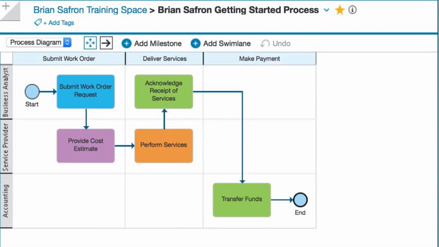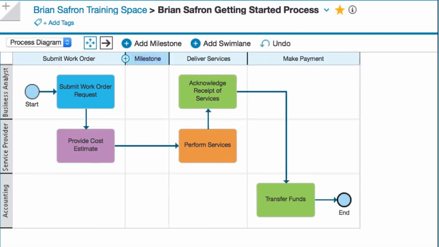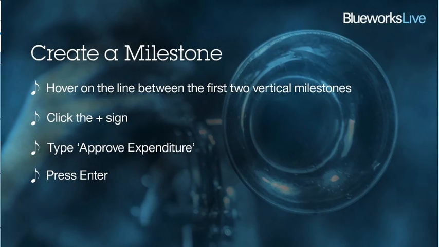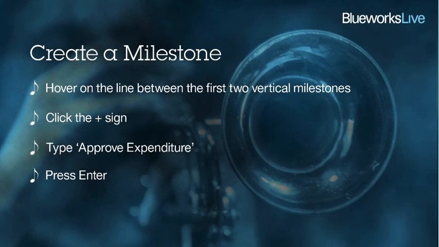We're going to add a milestone to the right of submit work order. Place your cursor on the line between the first 2 milestones and click the plus sign. Name the milestone Approve Expenditure and press Enter. If you ever need to update the text, click on the label to activate it. Pause the video now and add the Approve Expenditure milestone.